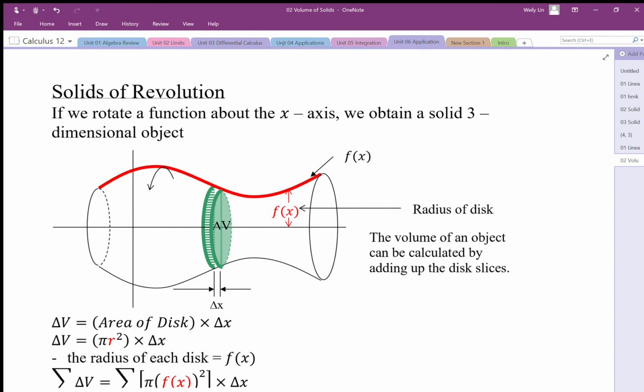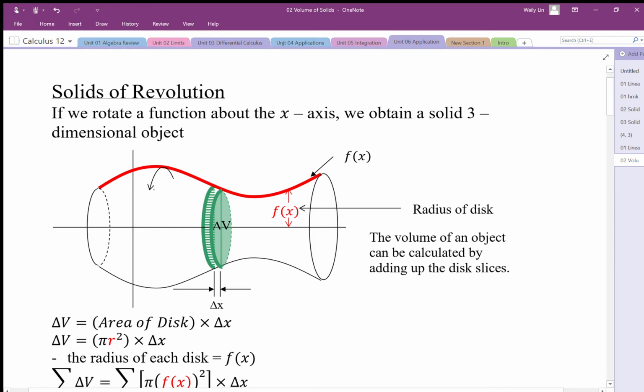So we can generate 3D solids by taking a function, in this case f of x, that red line, and rotating it around the axes to create a three-dimensional solid. This solid is kind of like a vase shaped on its side, and we can find the volume of this solid by taking a look at each slice.